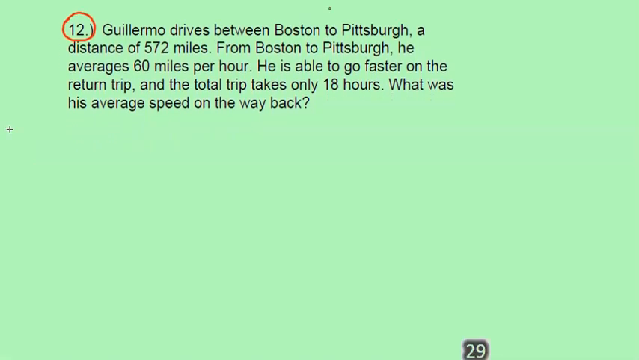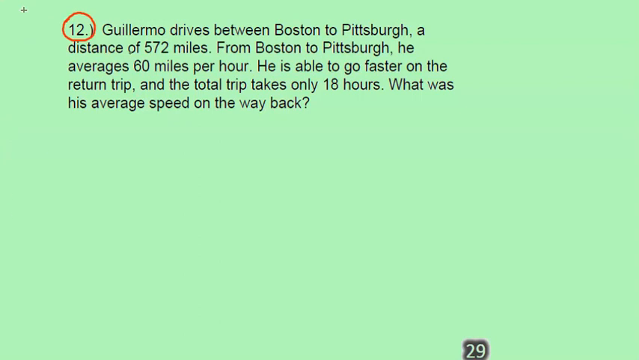Guillermo drives between Boston to Pittsburgh, a distance of 572 miles. From Boston to Pittsburgh, he averages 60 miles per hour. He is able to go faster on the return trip, and the total trip takes only 18 hours. What was his average speed on the way back?